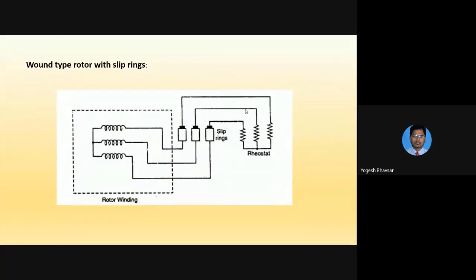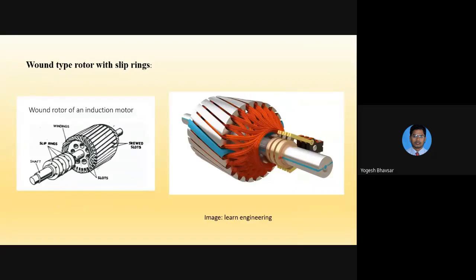So this is what this method can be used to change the speed of wound type induction motor, right? So this is one advantage for wound type rotor induction motor.